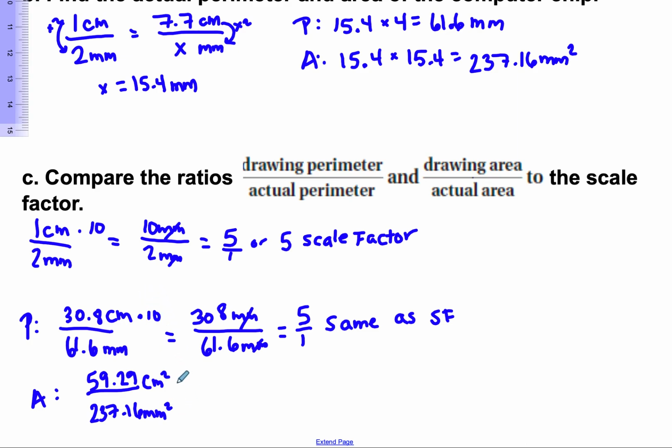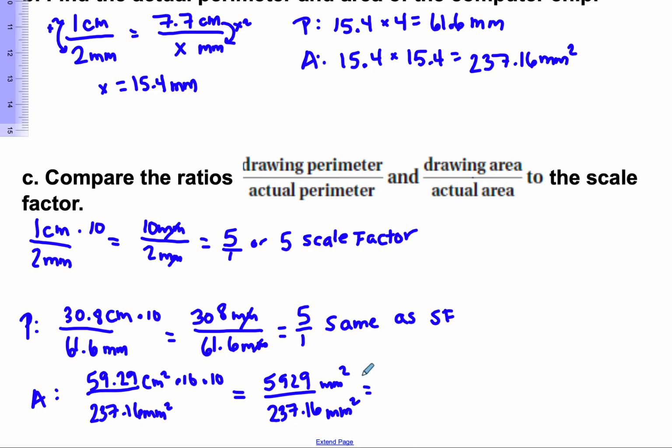So to cancel it out and make it millimeters squared, I actually multiply by 10 twice. Times 10 for the first centimeter, times 10 for the second one. So that actually is going to give me 5,929 divided by 237.16. So that gives me the same units, millimeters squared on the top and millimeters squared on the bottom.